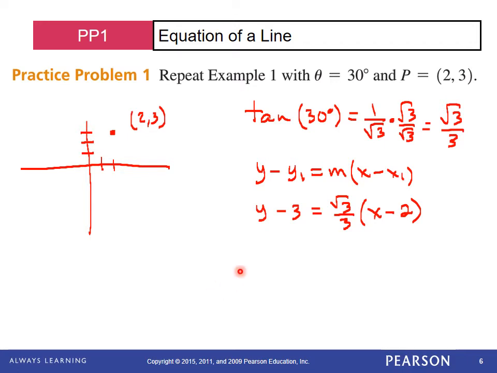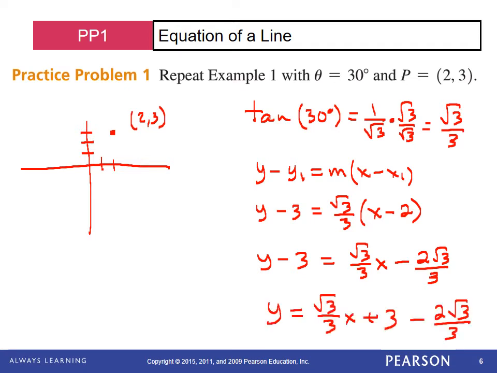So we're going to distribute the square root of 3 over 3 here, distribute the square root of 3 over 3 here, and we get ourselves that equation right there. And one little final step, let's add 3 to both sides. And we have ourselves the final answer. There it is. y is equal to square root of 3 over 3 x.